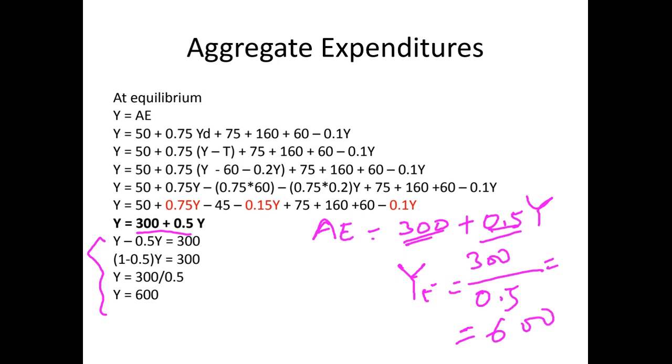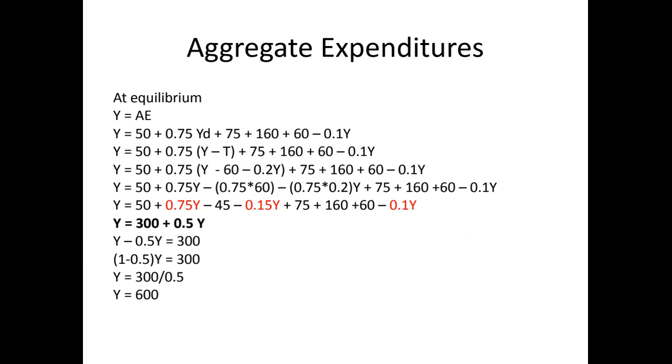So let me write this equation, that is aggregate expenditure. Although it's not separately mentioned in this slide, notice that aggregate expenditure is 300 plus 0.5y. This 300 is called autonomous expenditures. Remember, like autonomous investment, autonomous consumption, autonomous saving, this is autonomous expenditures. Now this 0.5, only this coefficient.